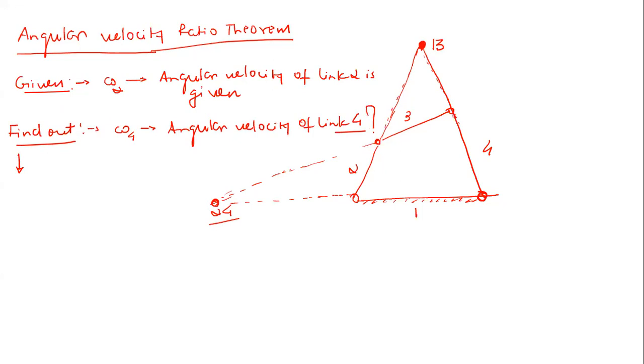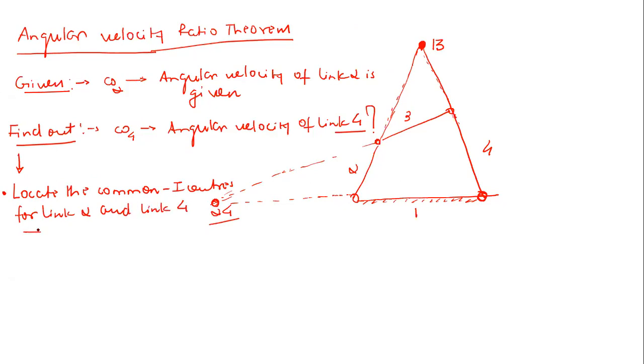When we formulate the equation for all these things, then you will come to know what this angular velocity ratio theorem is. So first of all, how do we find omega 4 using the instantaneous center of rotation approach when omega 2 is given? What we will do first is locate, when you have such problems, the common I center for link 2 and link 4.